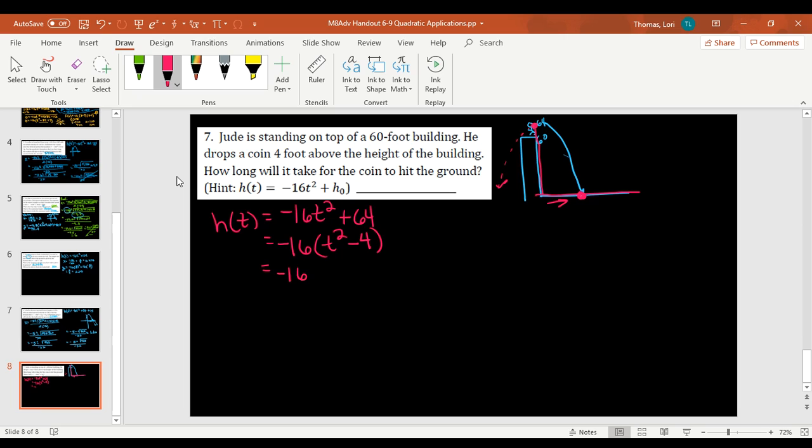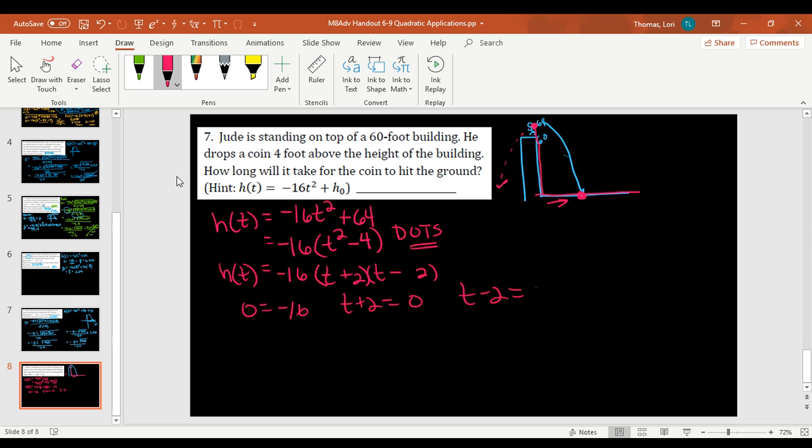I can factor this binomial. It is the difference of two squares. So when I have a difference of two squares and my middle term is 0, I'm going to take the root of t squared and the root of 4, and one is plus and one is minus. So my quadratic has two factors. We know we are going to set those equal to 0.